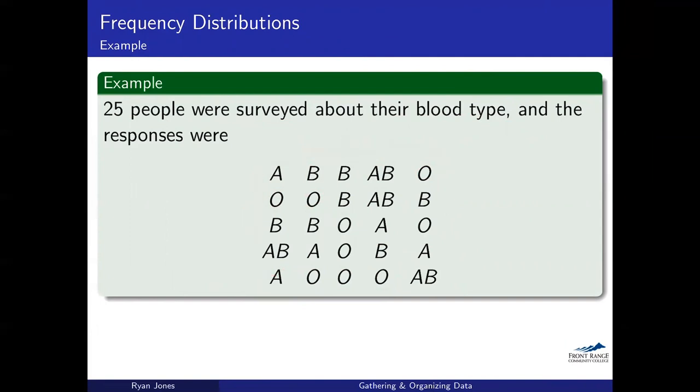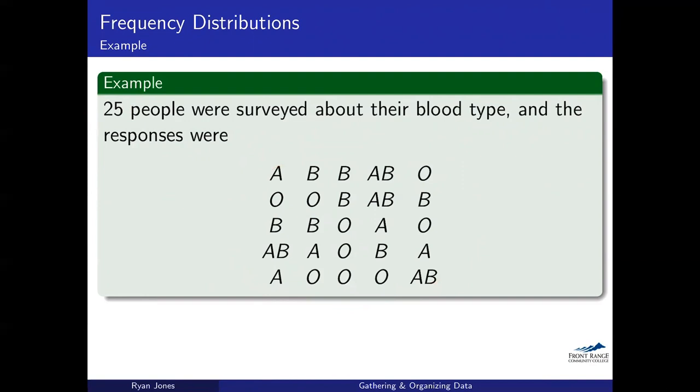But what would be nice is if I could actually write this in a cleaner way. Maybe what if instead of 25, it was 250 people? Or what if it was 2,500 people or 25,000 people? Then writing it like this doesn't really suffice. It just doesn't work. That would be way too much writing. It would take up way too much space. You couldn't even fit it on a piece of paper.